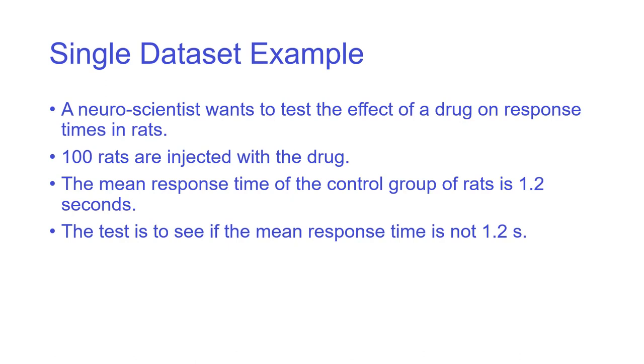So here is a single dataset example. A neuroscientist wants to test the effect of a drug on response time in rats. Got 100 rats, injects them with the drug. The mean response time taken from the literature is 1.2 seconds.